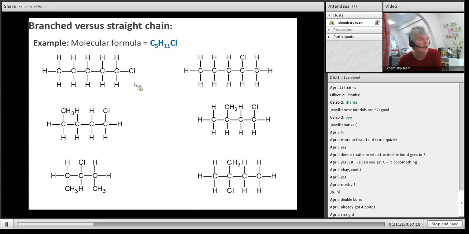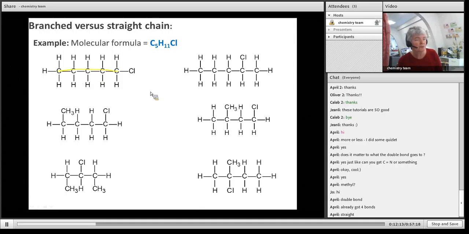Straight. And we know it's straight because it's got no other substituent in it. It's got a chlorine. The chlorine could be sort of anywhere, but really we draw that line along there, it's straight. Now it could bend, but as long as it's a continuous line, that's what we mean by straight.